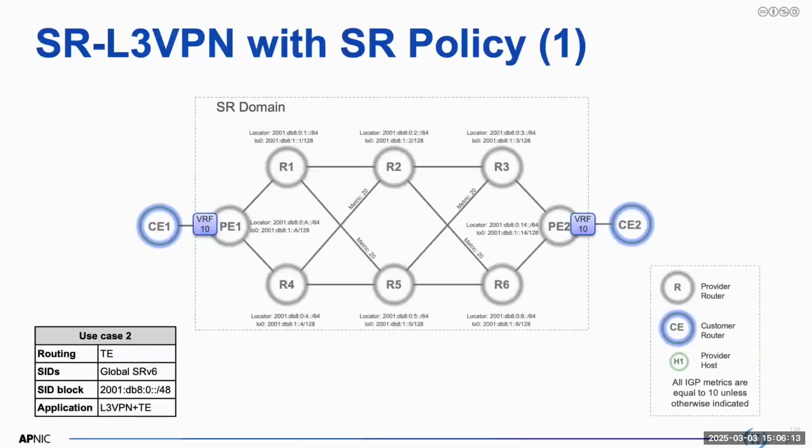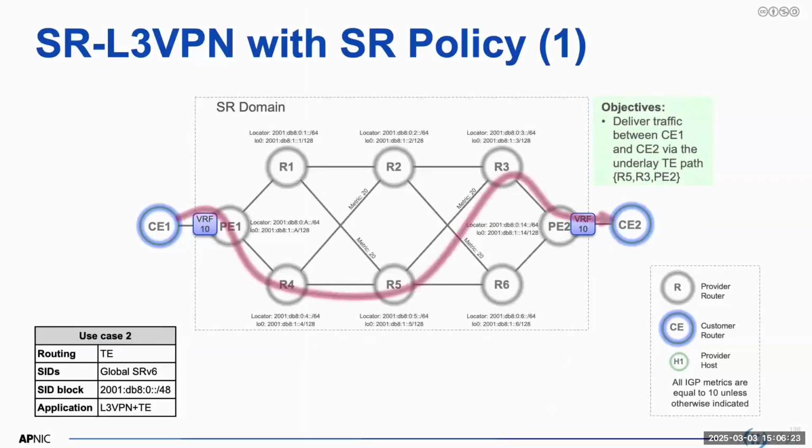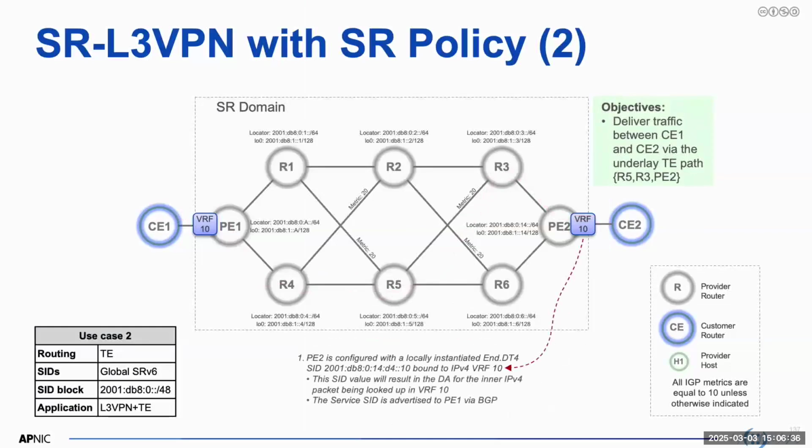So the other use case we have is the segment routing policy. In this case, instead of going over the shortest path, we want to go over a specific path, which is going through R4, R5, R3, and then P2. So we need to attach the list of segments because we are not using the shortest path, we are using a specific path.